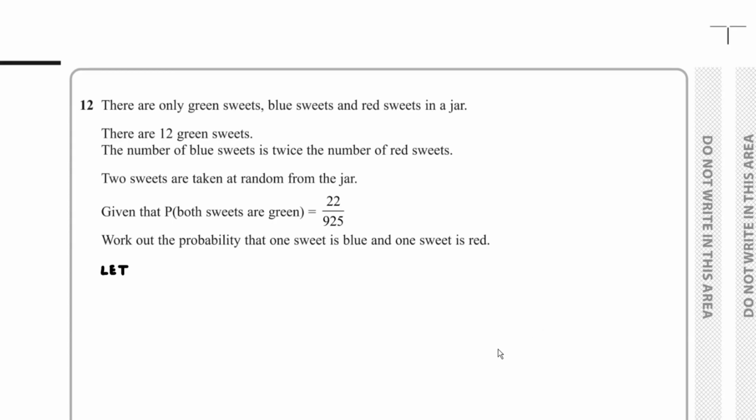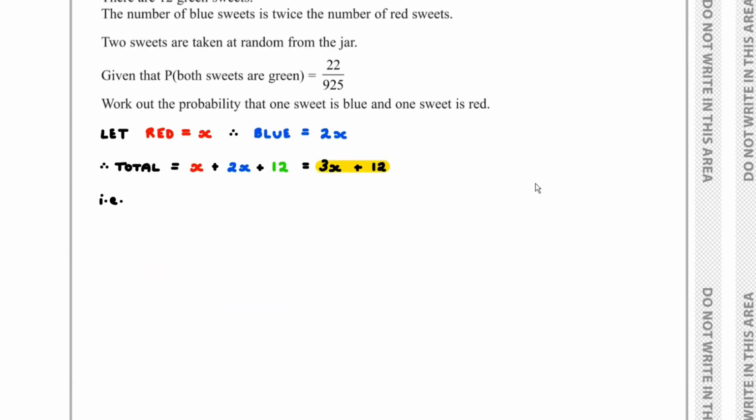What we're going to do is let the number of red sweets equal x. And if blue is twice red, that means blue is equal to 2x. So the total, we've got x red plus 2x blue plus 12 green, which is 3x plus 12. So, the probability that both sweets are green is 22 over 925.